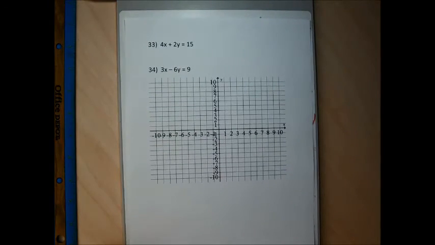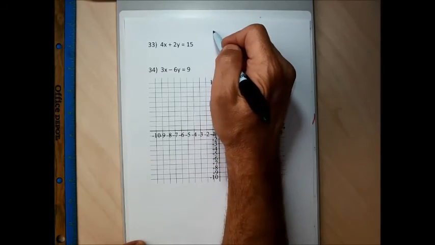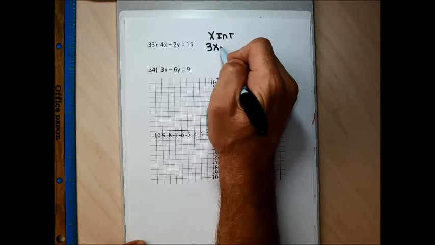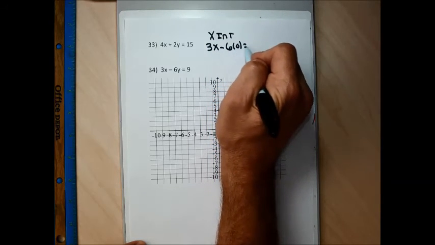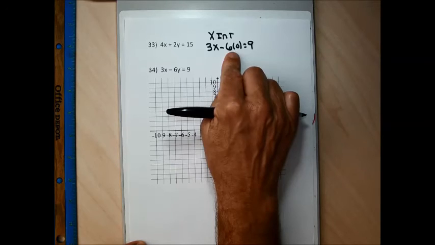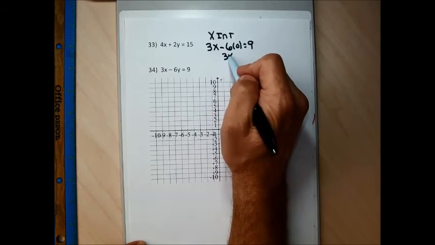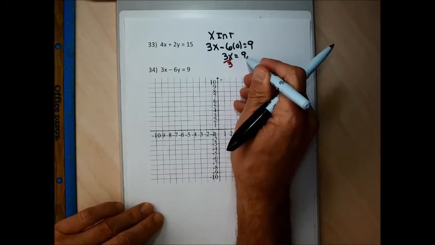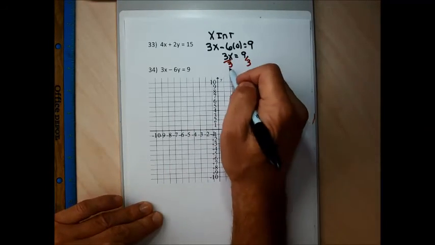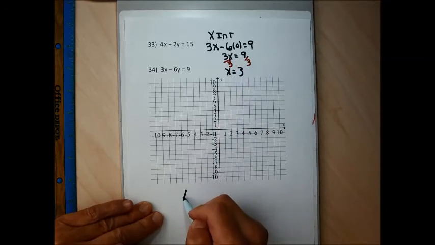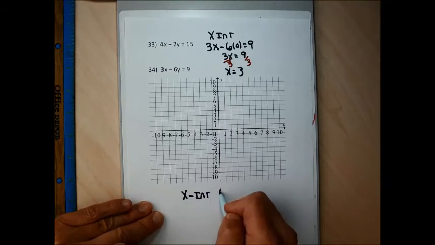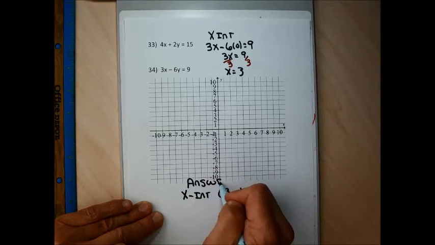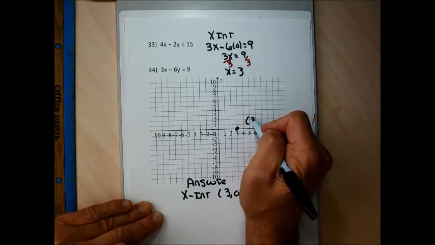All right, 34. Let me find the x-intercept. To find the x-intercept, I plug in 0 for y. So I'm going to go 3x minus 6 times 0 equals 9. That piece turns into 0, so that's 3x equal to 9. And then divide by 3. I'm going to get x equal to 3. For my answer, the x-intercept is going to be the point 3, 0. I'm going to plot that on the x-axis.